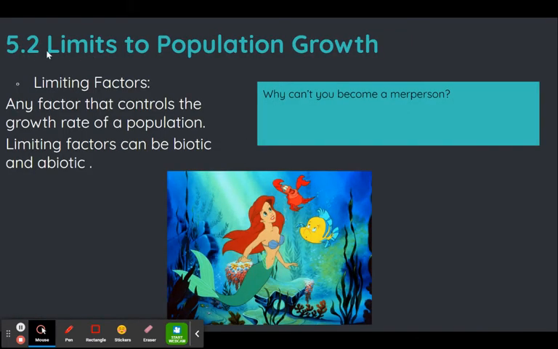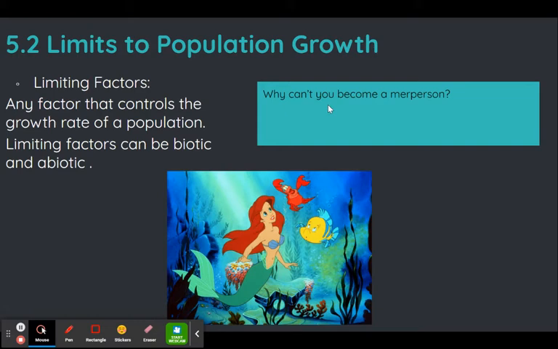Next thing to talk about in section 5 is limits to population growth. And limits to population growth are called limiting factors. It's any factor that controls the growth rate of a population. Limiting factors can be biotic and abiotic.